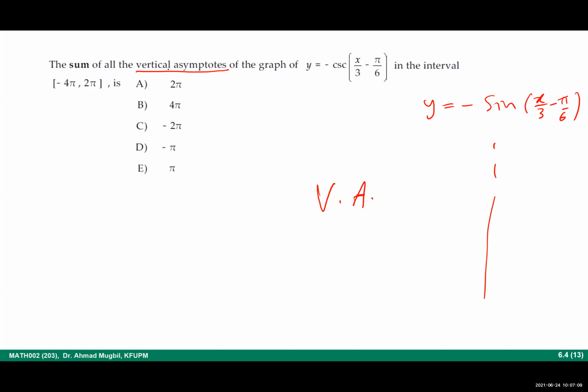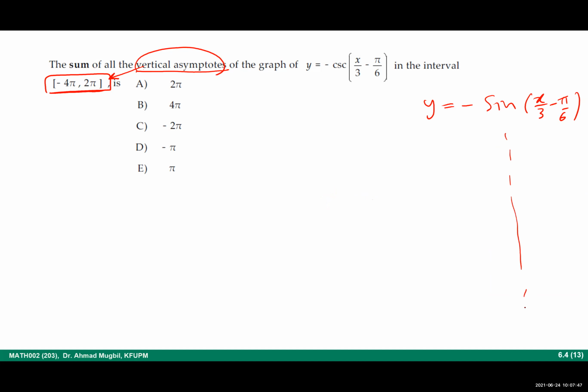What is the problem here? That he wants the vertical asymptotes not in the first interval. No, he wants them in this interval. He gives you a specific interval. So you need to find the vertical asymptotes in this interval, then sum them up. Geometrically, you can sketch the graph, and you know how to do that. Please try to do it. But there is an algebraic way. It is very nice, and I'm sure that you may prefer this method. But if you prefer the geometrical method, no problem.